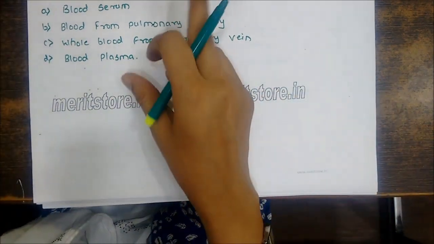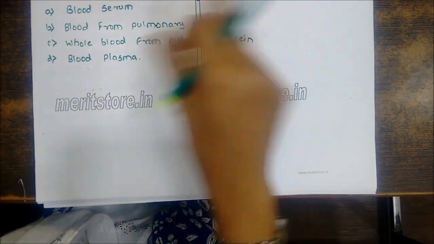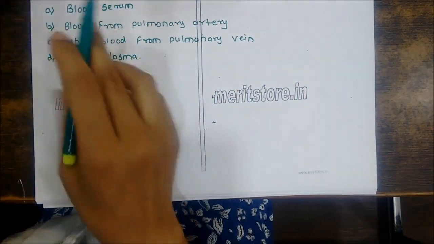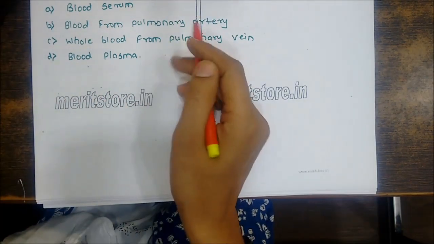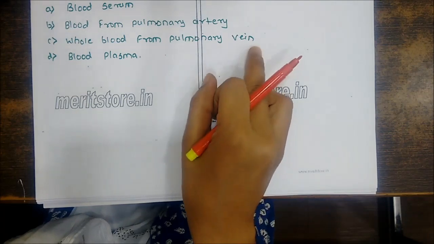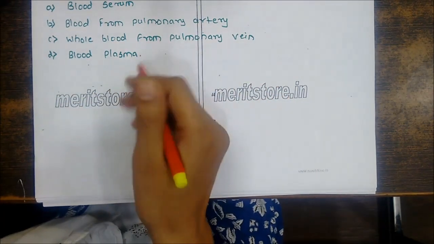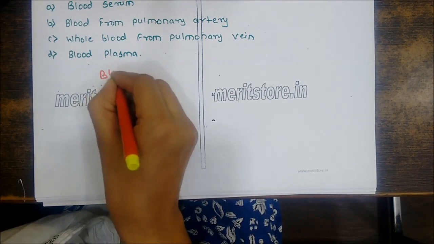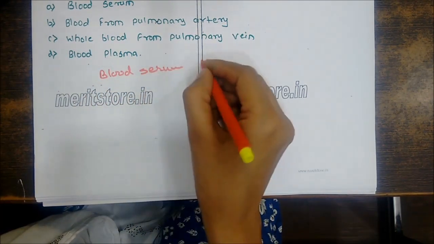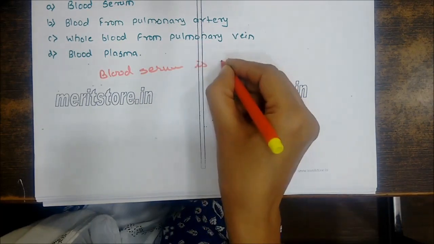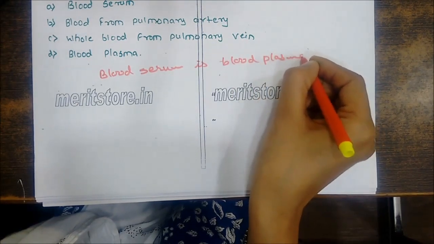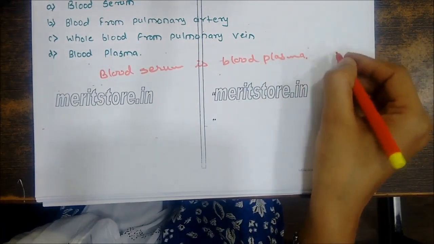A drop of the following is placed separately on 4 slides. Which of them will not coagulate? A. Blood serum, B. Blood from pulmonary artery, C. Whole blood from pulmonary vein, and D is blood plasma. As we know, blood serum is nothing but blood plasma, but without fibrinogens.